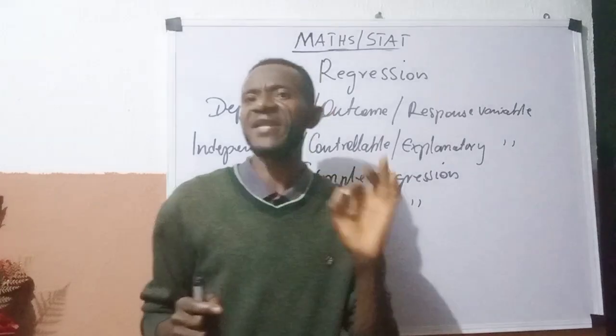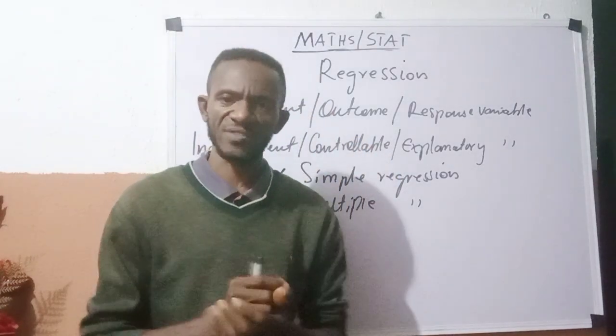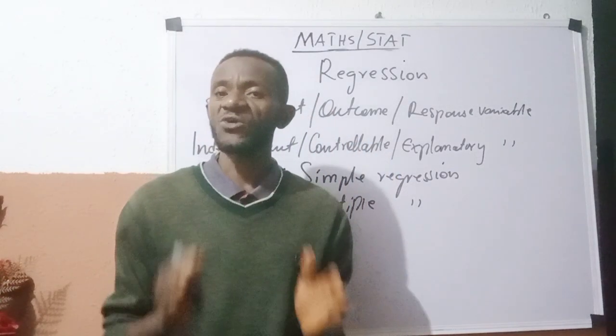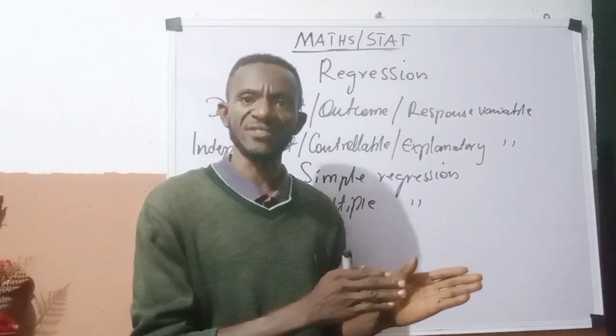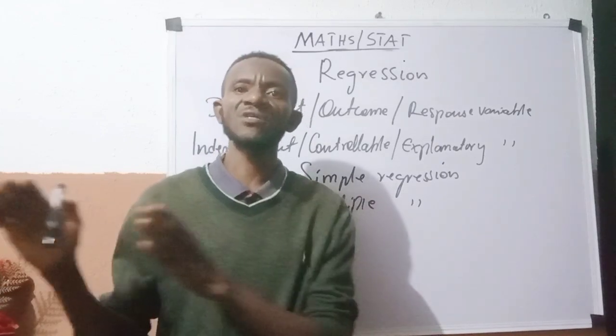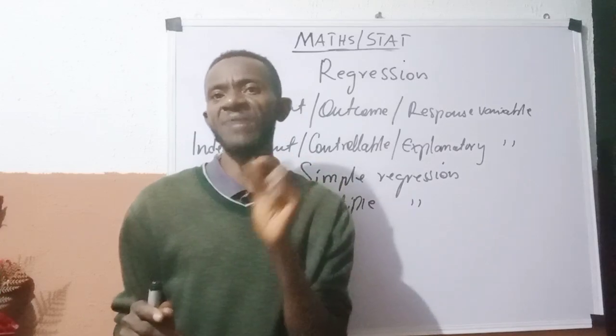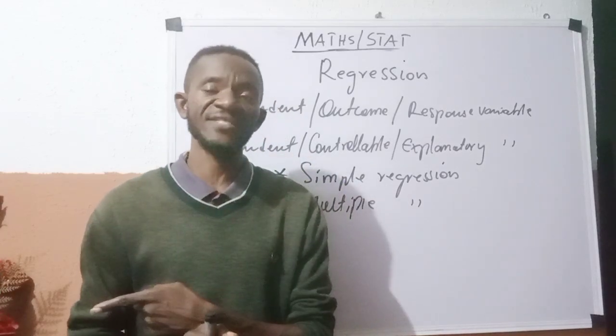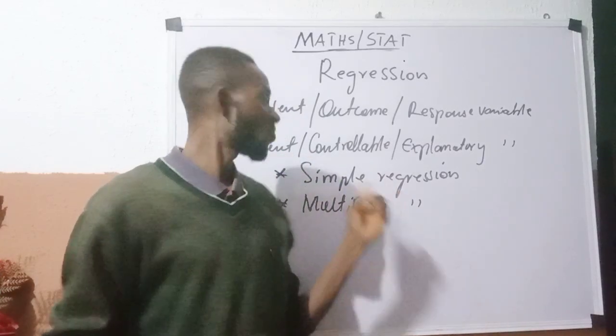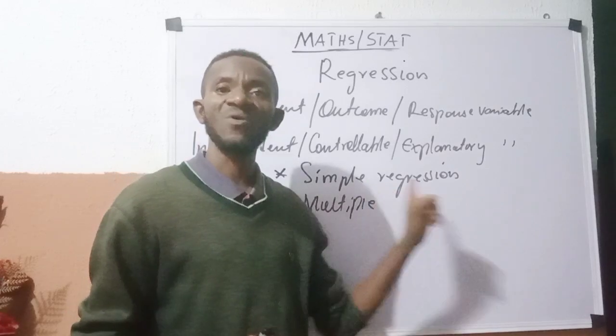In simple regression, only one explanatory variable is involved. For instance, looking at the growth of maize based on the quantity of fertilizer. The only independent variable involved here is fertilizer. So in that case, we have what we call simple regression.